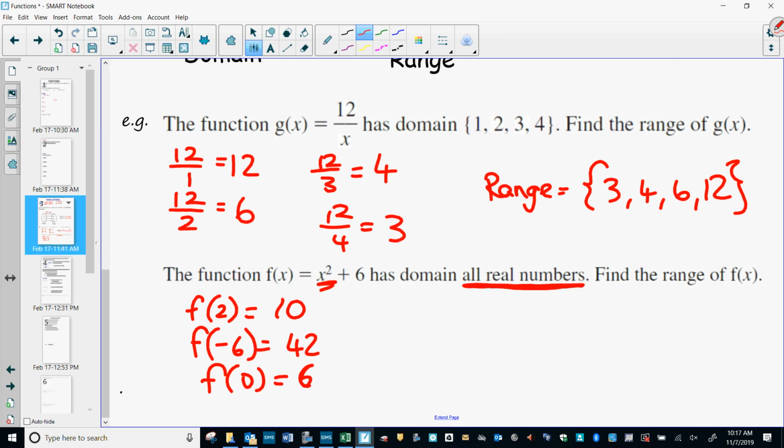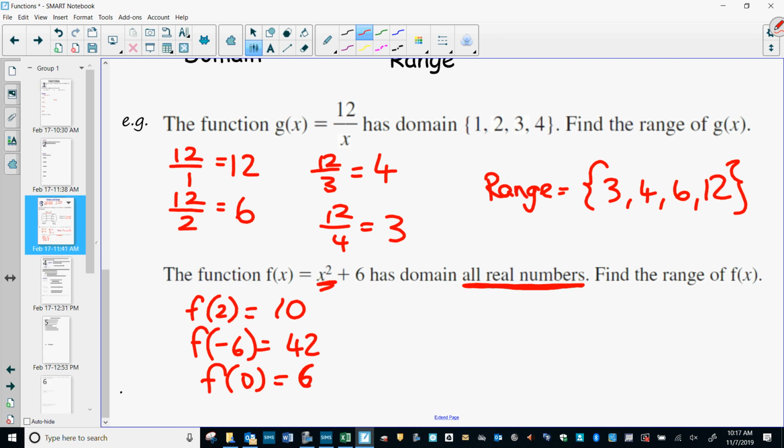Hang on, Jodie, what did you say? It starts at 6. So Jodie's suggesting that because f of 0 is 6, these numbers are all going to be more than 6. Is that what you're suggesting? Well, let's see if we can find a value that might be the exception to that.